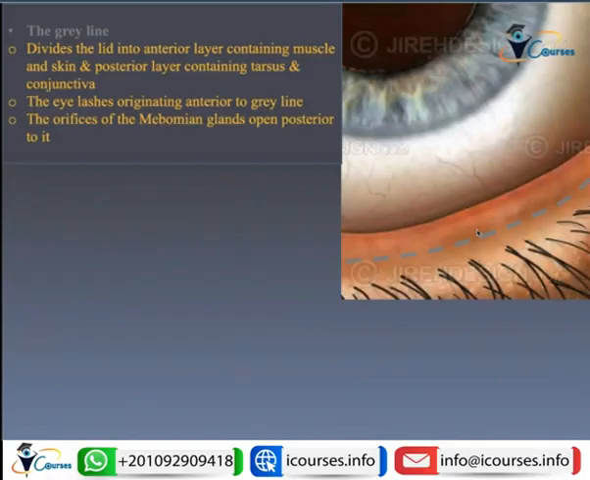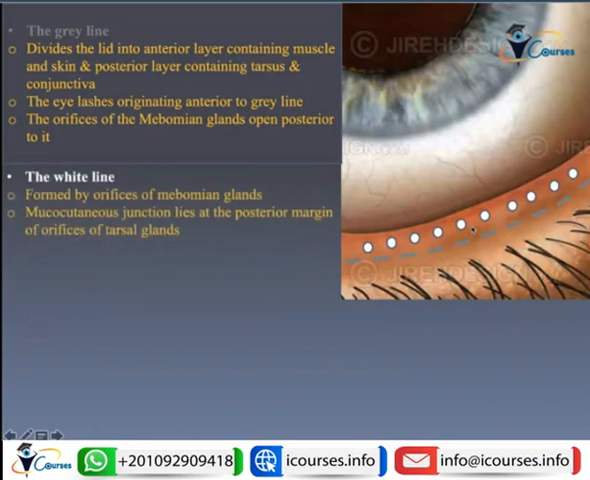This has surgical importance in oculoplastics. If we want to do a lid splitting procedure for any reason, this will be the plane of cleavage of the eyelid between the anterior and posterior lamella. Just posterior to the gray line, there are white dots. These white dots are the orifices of the meibomian glands. The orifices of the meibomian glands together make what is called the white line. Below and posterior to these meibomian gland openings will be the mucocutaneous junction.